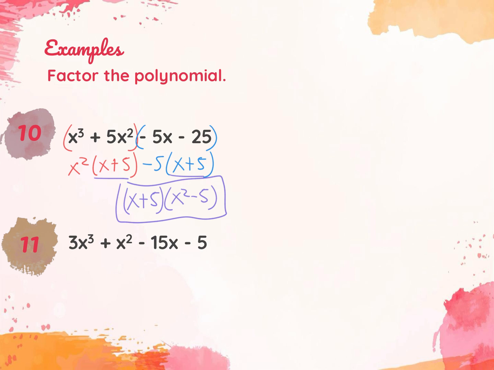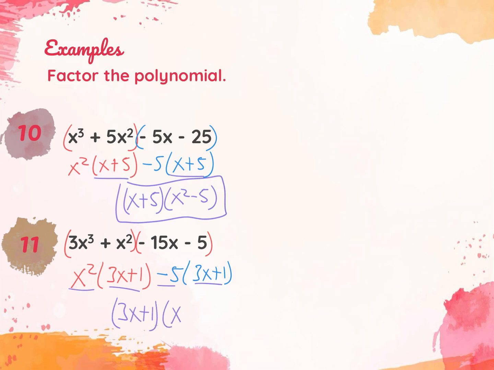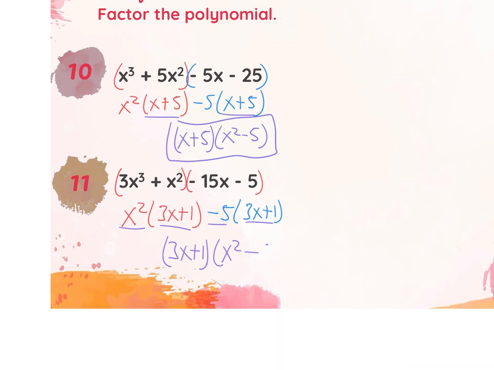Same exact thing with the last one. 3x to the third plus x squared goes in one group, and the negative 15x minus 5 goes in the other group. From the first group, I can take out an x squared, and I'm left with a 3x plus 1. From our next group, I could take out a negative 5, and I'm also left with 3x plus 1. So our parentheses match, so I can pull it out, and then left over in my other set of parentheses is going to be the other GCFs that we took out.